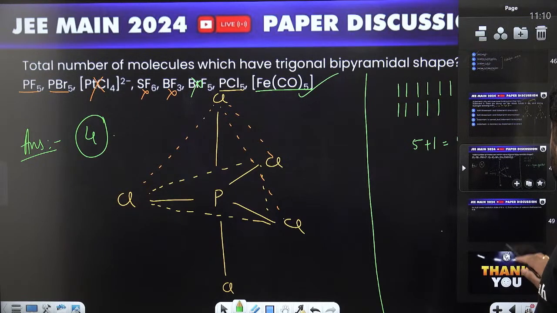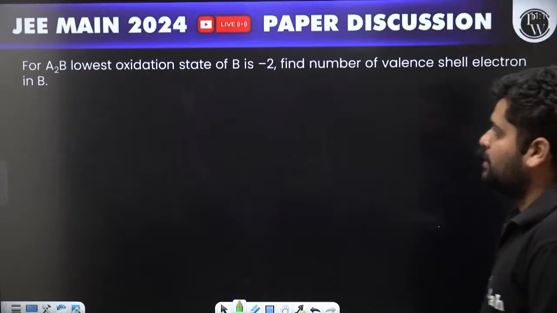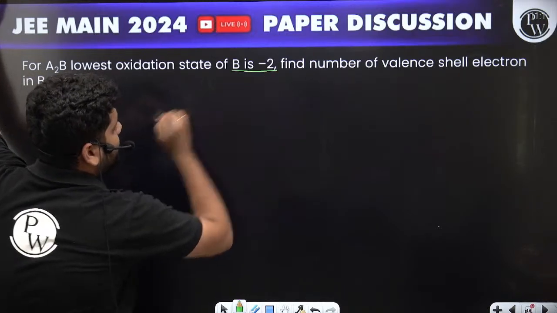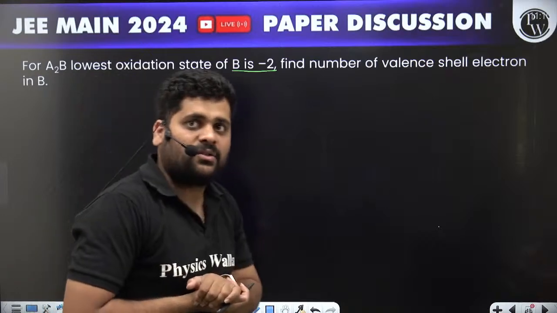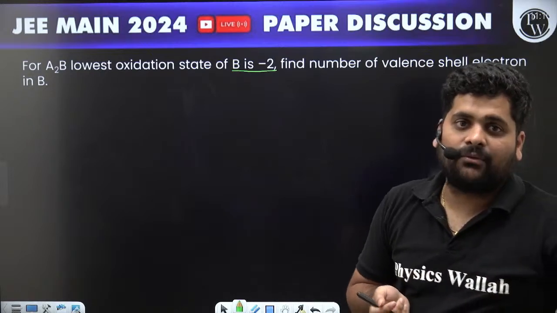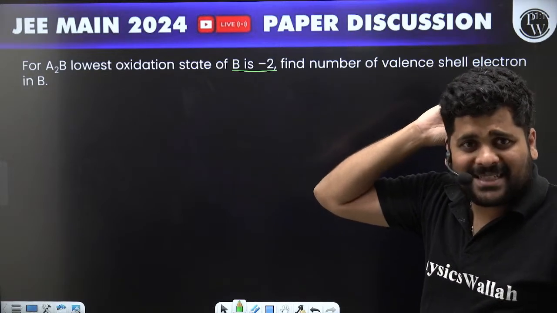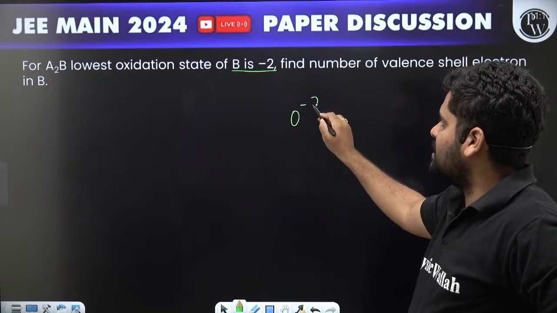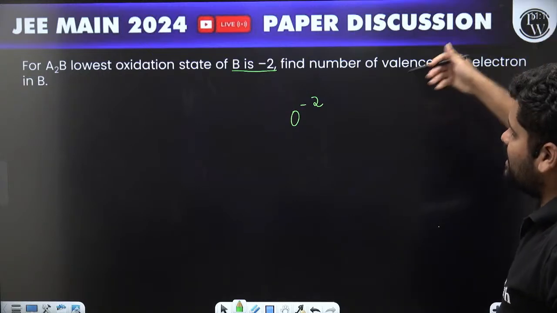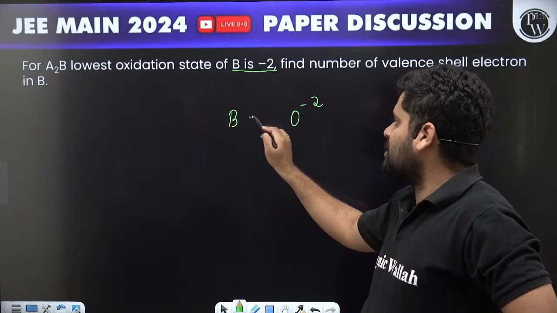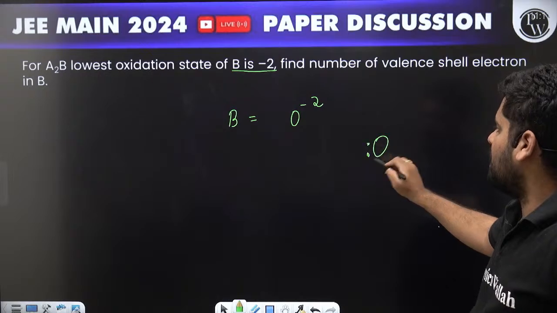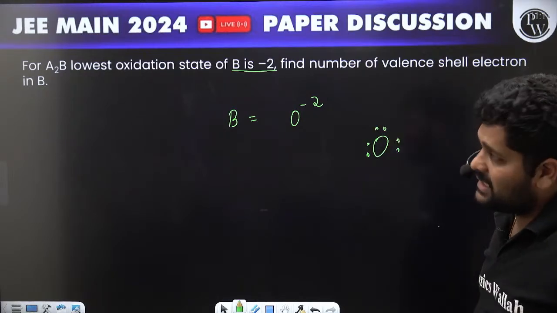The next question after this, we have one last question to end the session. For the element B, the lowest oxidation state of B is -2. Which atom would have such a lowest oxidation state of -2? Common example, isn't it? Oxygen would have an oxidation state of -2. Okay. Find the number of valence shell electrons in the case of B. That means our B is oxygen. How many valence electrons does B have? Oxygen has 1, 2, 3, 4, 5, 6 valence electrons.